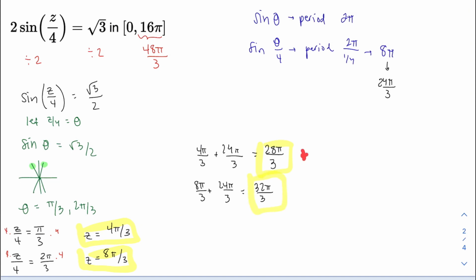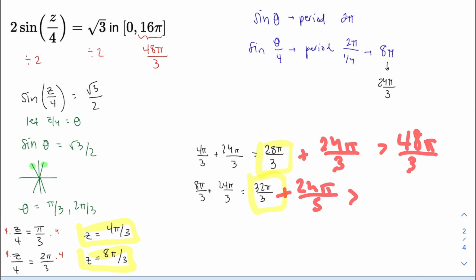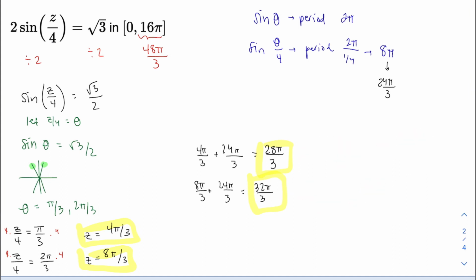And now we'll see that if I was to add 24 pi over 3 again, that's going to be greater than 48 pi over 3. If I add 24 pi over 3 here, that's going to be greater than 48 pi over 3. So I'm done. I found all my solutions on this interval. So my answers are z equals 4 pi over 3, 28 pi over 3, 8 pi over 3, and 32 pi over 3.